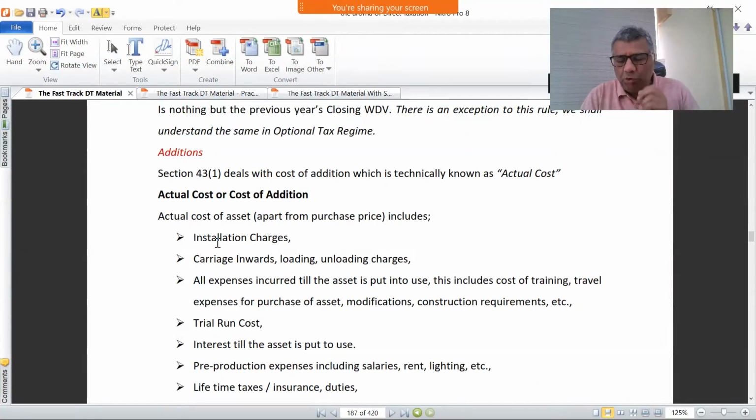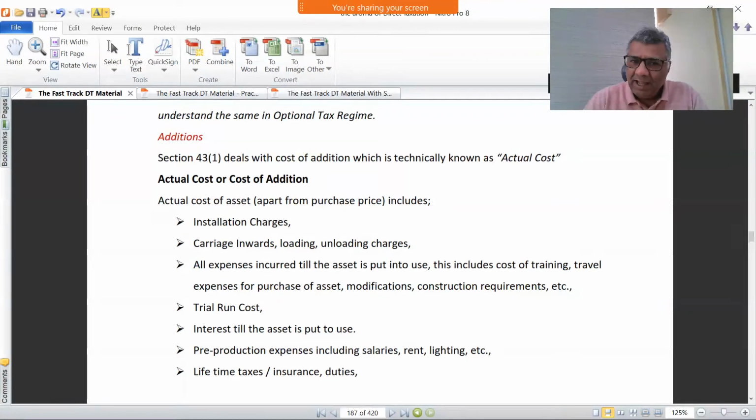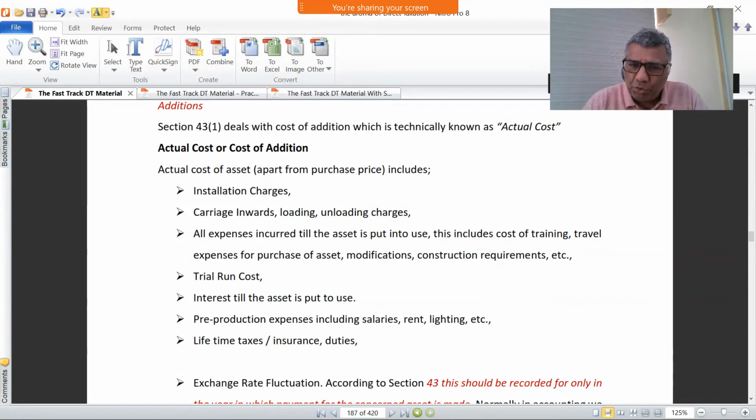As in our accountancy, any direct expenses incurred will be treated as addition. Installation charges, carriage inwards, expenses, trial run, borrowing cost till the asset is put to use. Any expenditure of capital nature will be addition.